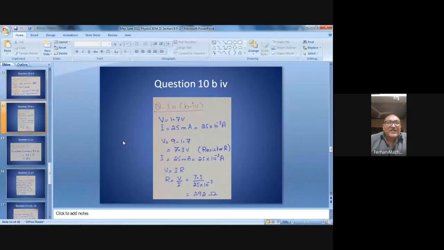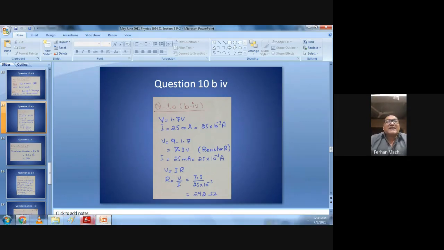So use the formula V equals IR, R will be equal to V divided by I. So the voltage drop across the variable resistor is 7.3 volt and the current flowing through the variable resistor R is 25 into 10 power minus 3. Just put these values in the calculator. 7.3 divided by 25 into 10 power minus 3 equals, and you will get 292 ohm. I hope you have understood how I have calculated the resistance of the variable resistor.